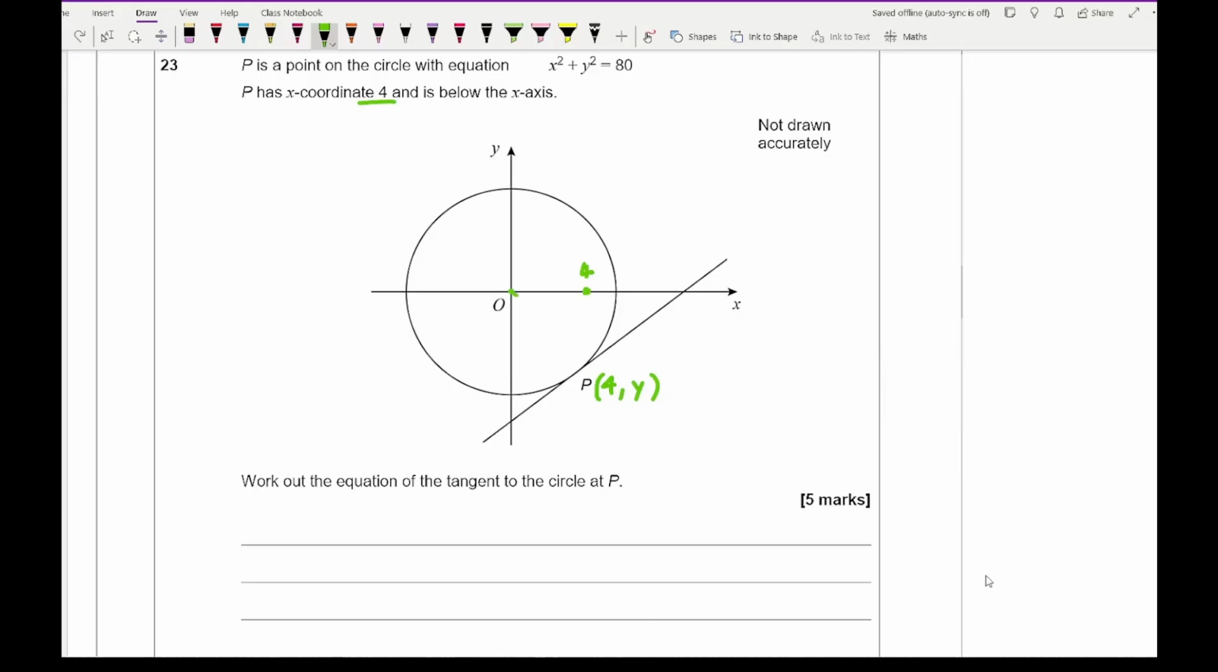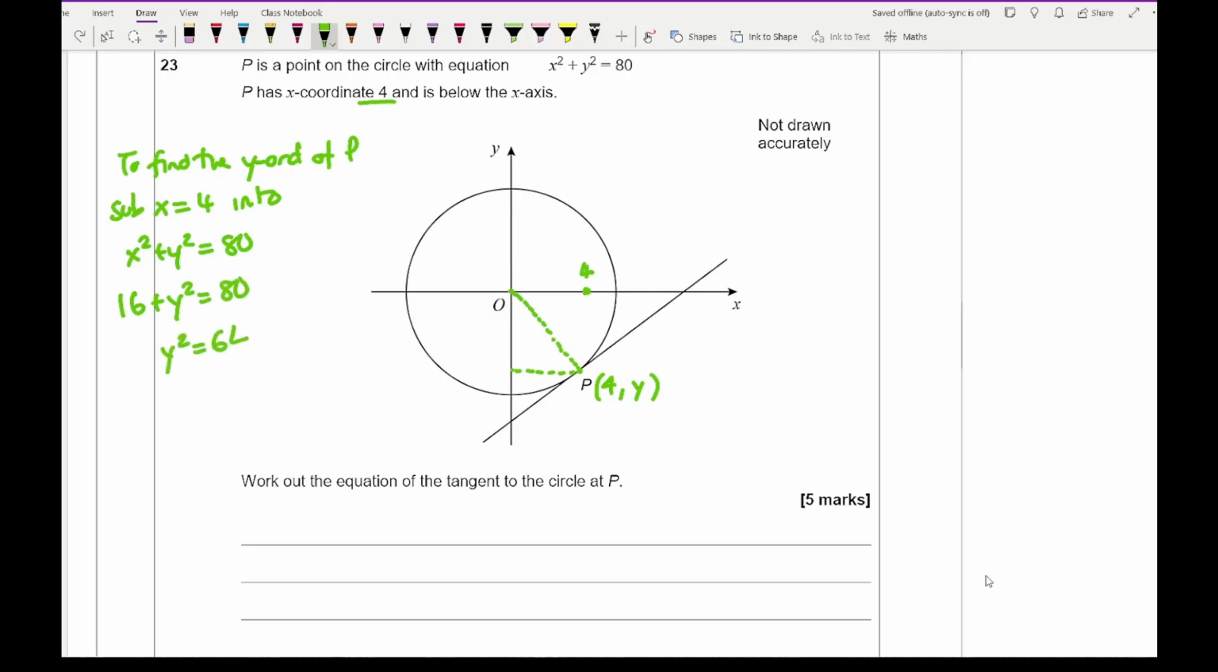Now, what I need to do is I first of all need to work out what the gradient of OP is going to be. Now, we know that the base of that triangle is 4. So to work out the y ordinate of P, what we need to do is sub x equals 4 into the equation of the circle, which is x squared plus y squared equals 80. So if I substitute 4 into that, I get 16 plus y squared equals 80. So then y squared equals 64. So y is going to equal plus or minus 8. Now, because we know it's below the x-axis, y is going to equal minus 8. So the coordinate for P is going to be 4, minus 8.